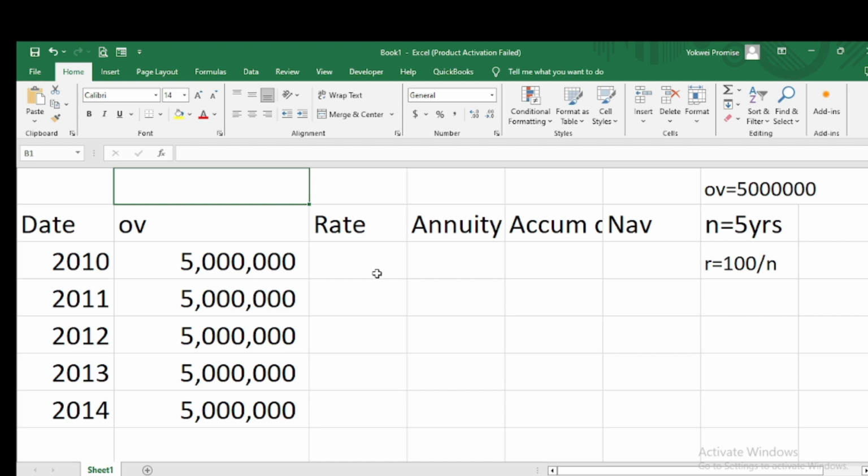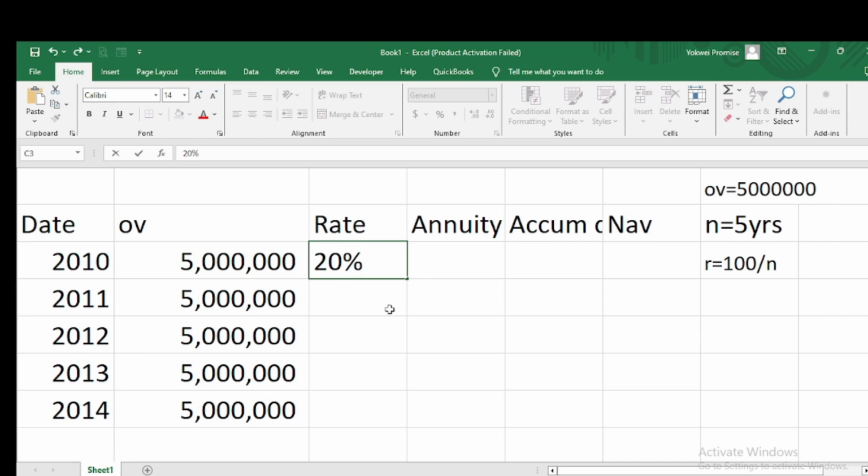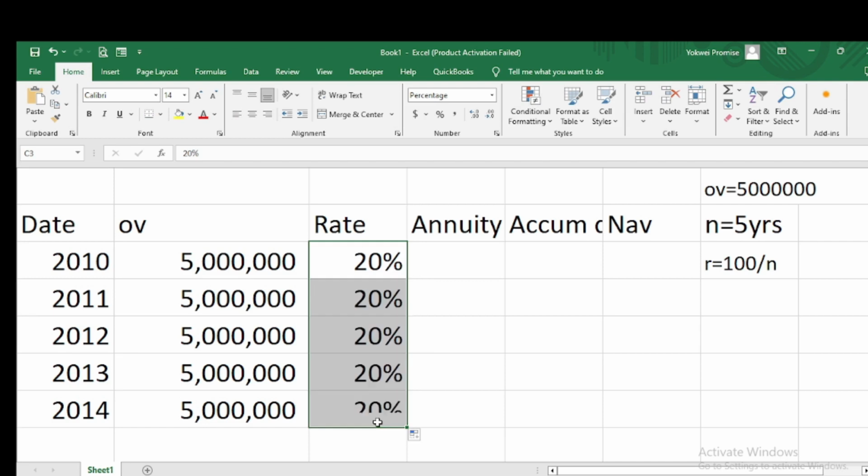Right, so it's going to remain all through. The same for our rate. Our rate is going to remain 20% all through. Are we following? And then our annuity, now we are the one to be calculating it.